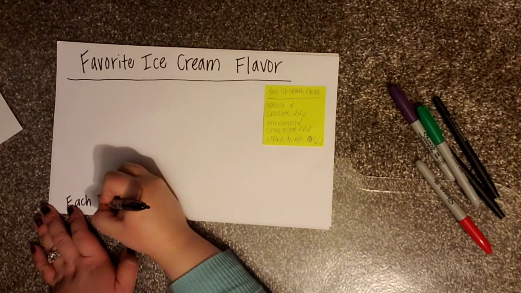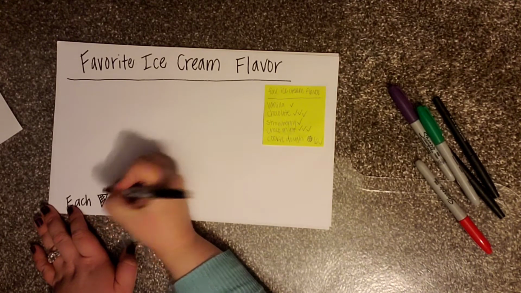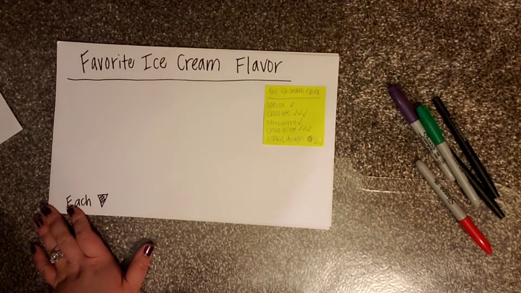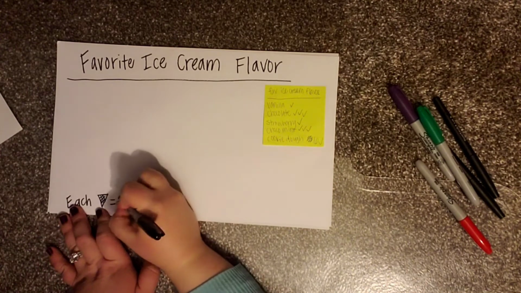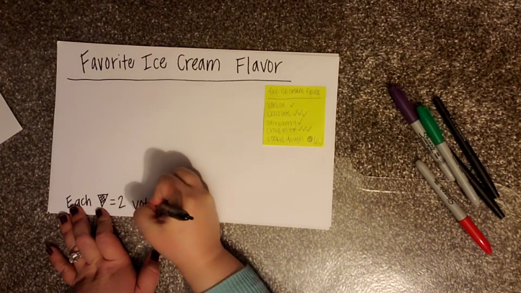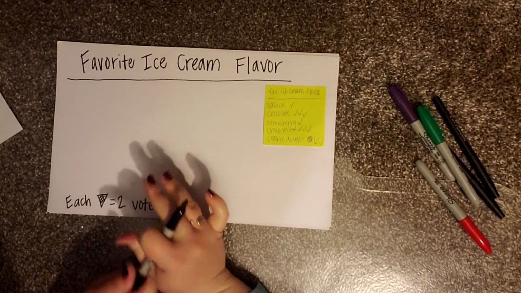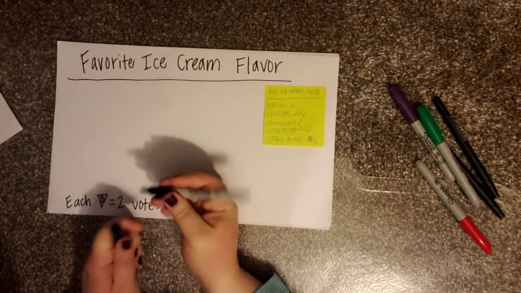If they were difficult, oh my gosh, I can't imagine drawing all of them constantly. There, they look like little waffle cones. Each ice cream cone equals 2 votes. Okay, now my job is to make my pictograph.